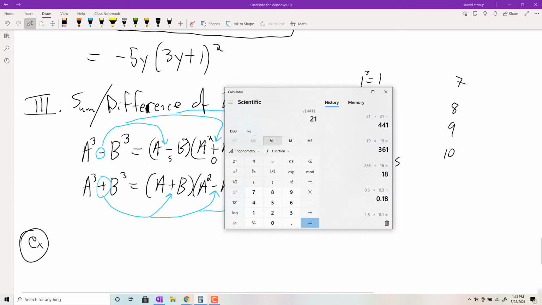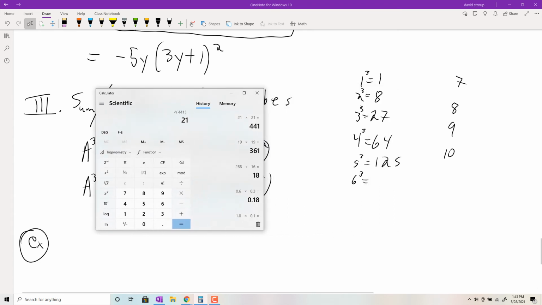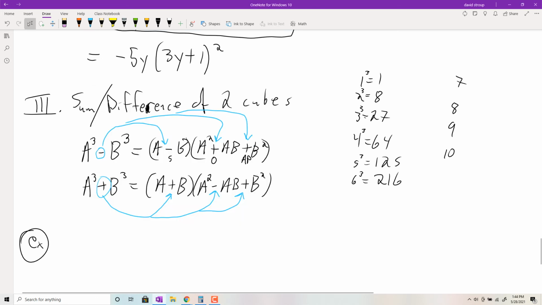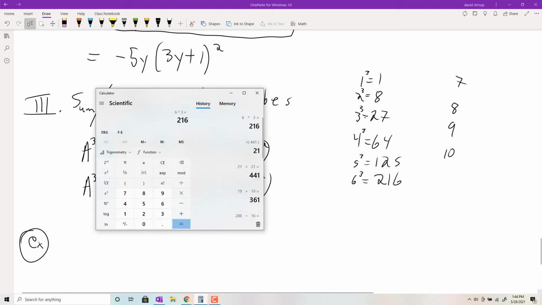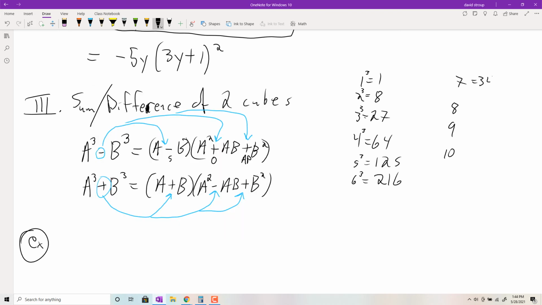So let's come to the calculator. 6 cubed is 216. 7 cubed, 343. And I wouldn't expect you to know anything beyond 5 cubed off the top of your head.